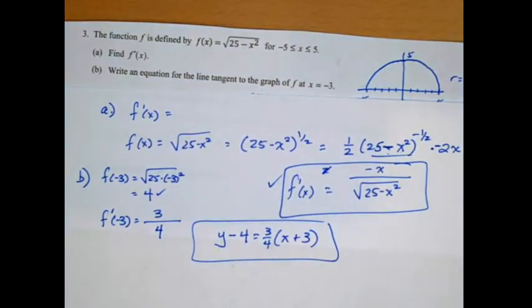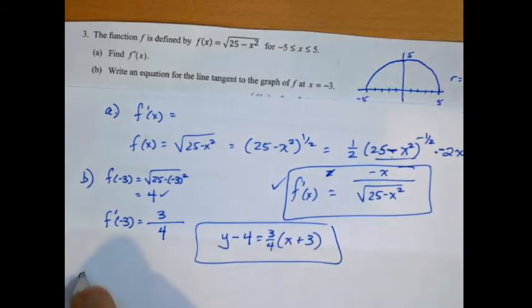Now if they said approximate the value at 3.1, then you're going to take that value. We're good on those. Okay. Part C. Pause it. Ask any questions if you need to.